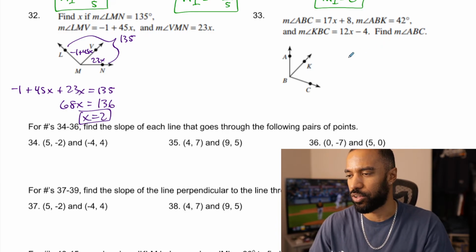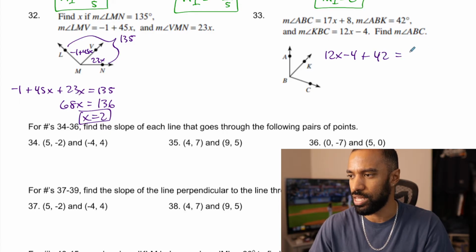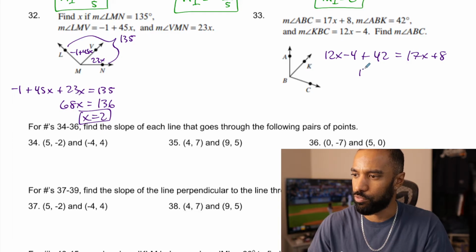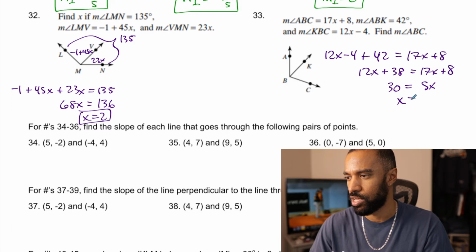Here we have to find the measure of angle ABC after we solve for x. Let's see if we can kind of work this thing out. ABC is the whole thing. ABK is 42. KBC is 12x minus 4. So 12x minus 4 plus that 42 equals all of 17x plus 8. -4 plus 42 is 38. I like to keep my x's positive, so I'm going to subtract 12x from both sides and subtract 8 from both sides. And divide both sides by 5, you get x equals 6.